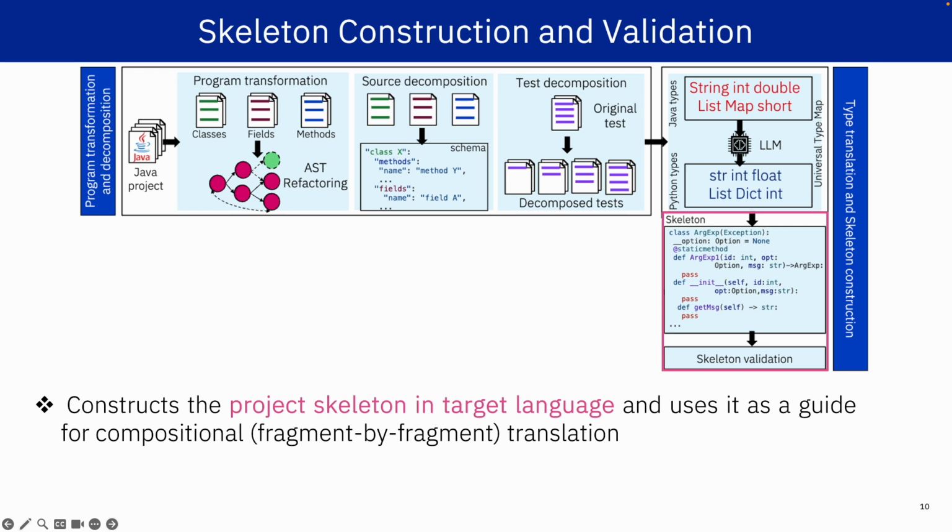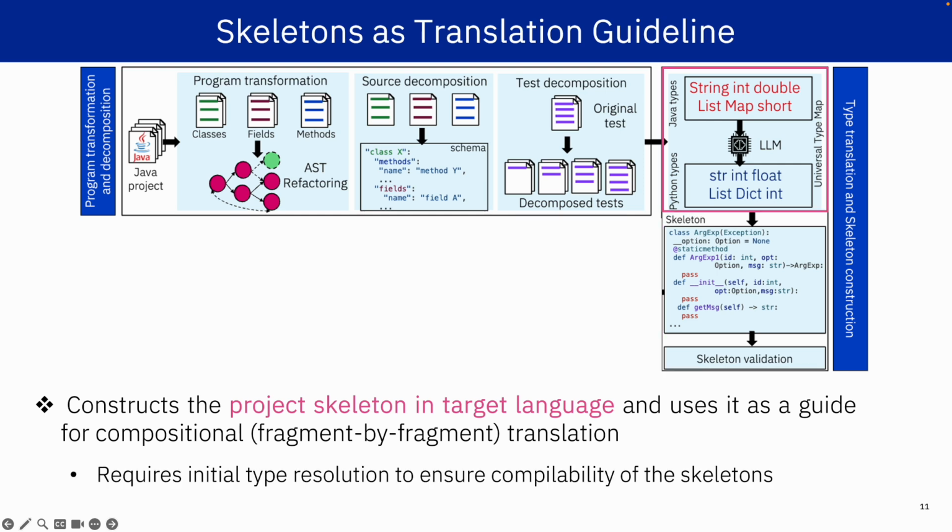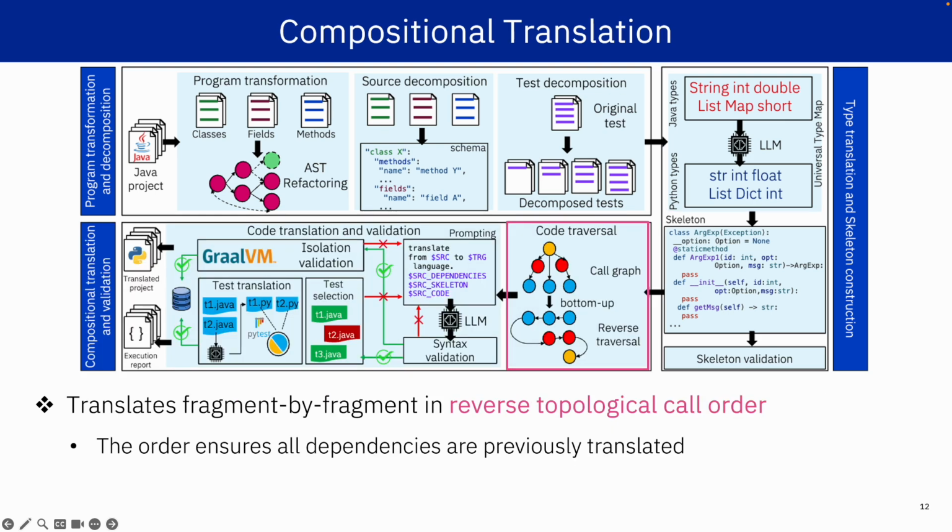The second component is skeleton construction and type translation. AlphaTrans, ahead of time before translating the method bodies, first builds the project skeletons in the target language and uses them for compositional translation when we go fragment by fragment. In order to achieve this, it requires an initial type resolution in order to make sure that the types are compatible between the source language and the target language.